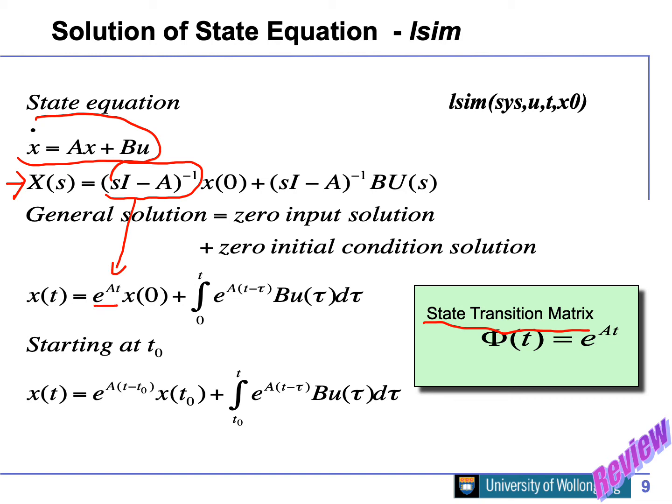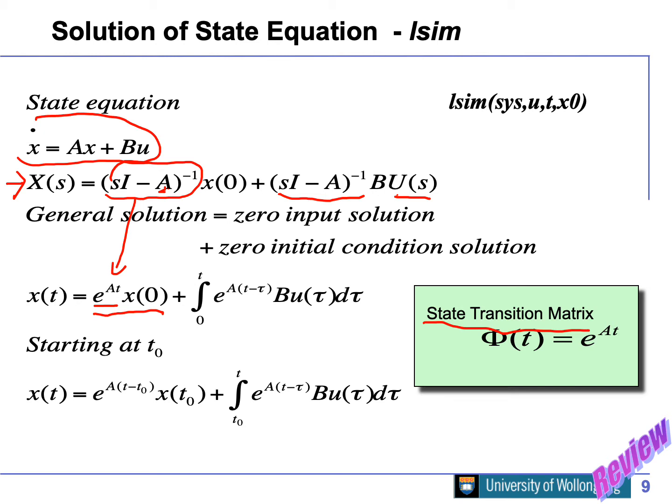A is the matrix A over there. That's just for the zero input solution. This is called the zero input solution, which only depends on the initial condition. The second half here, because you will get (sI minus A) inverse, and we also have B times U(s). So in this case, we do the inverse Laplace transform.